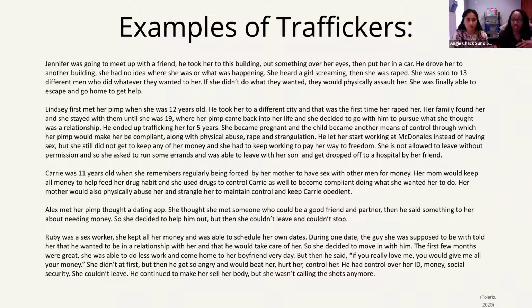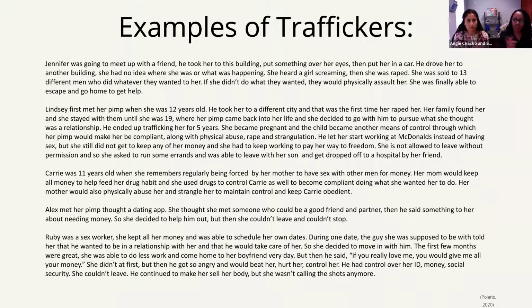I won't read through the entire second story, but it says Lindsay first met her pimp when she was 12 years old. He took her to a different city, and that was the first time he raped her. Her family found her, and she stayed with him until she was 19, when her pimp came back into her life, and she decided to go with him to pursue what she thought was a relationship.